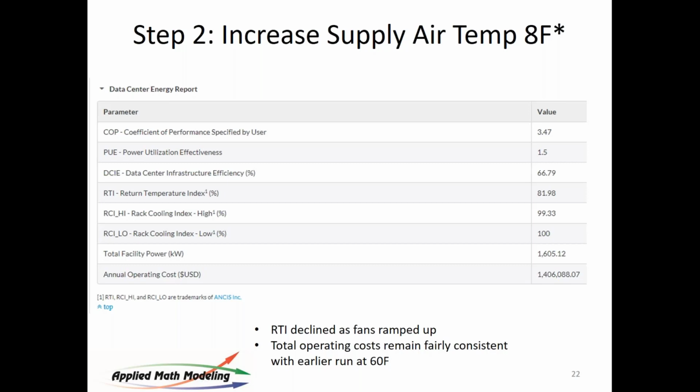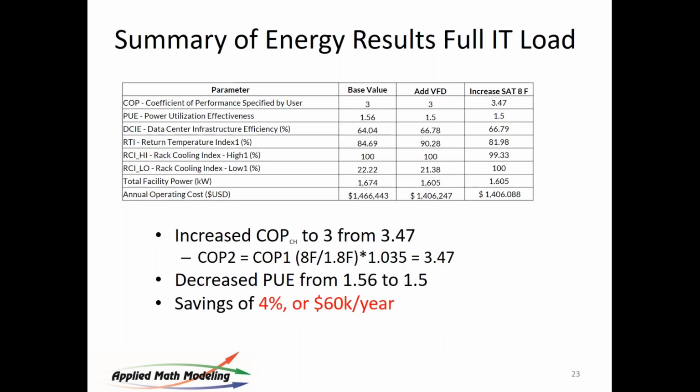That improves your PUE, drops it to 1.5. RTI is not too bad. RCI looks good. So that looks pretty good. Now, the RTI has gone down a little bit because the fans did come up a little bit. There is a trade-off between supply air temp and fan speed, but they remain fairly consistent. And here's a plot here. This is a sort of a summary of what we just did.